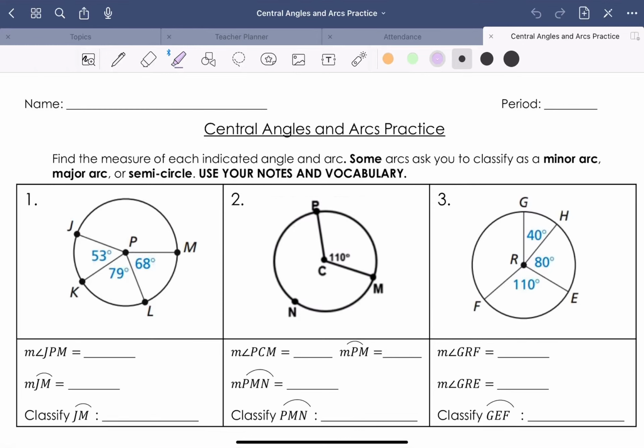Good morning, everyone. We are here with a practice video for the central angles and arcs practice worksheet. Let's get started with number 1.